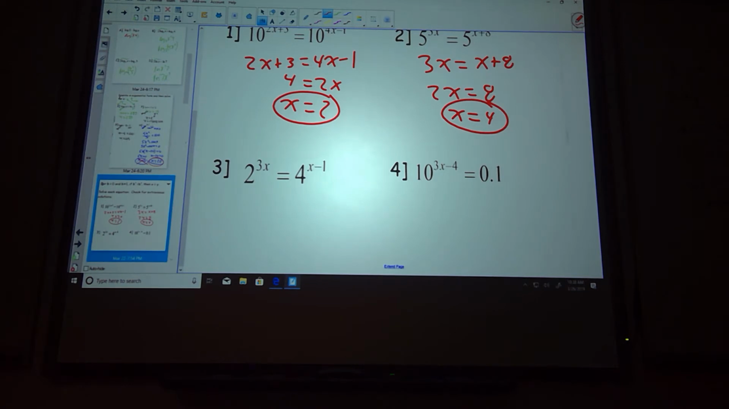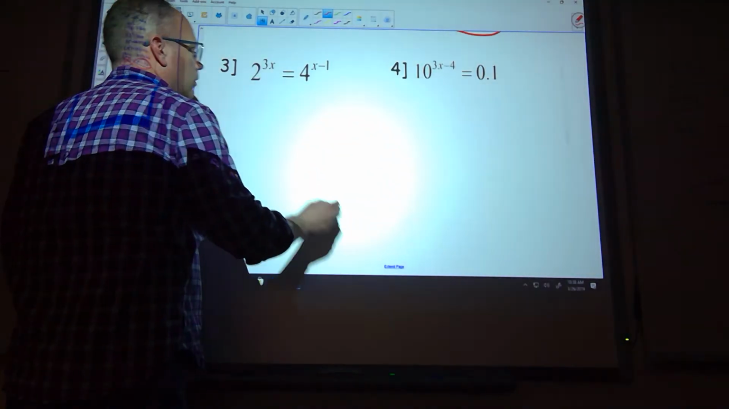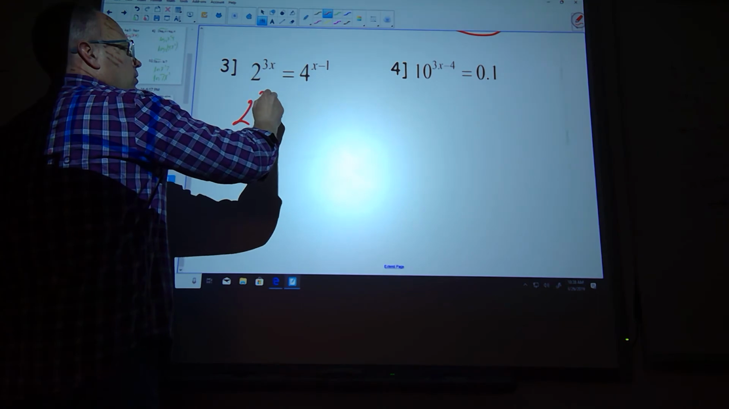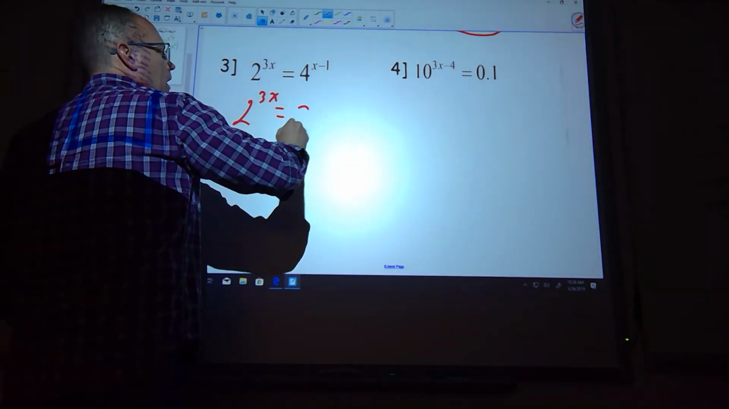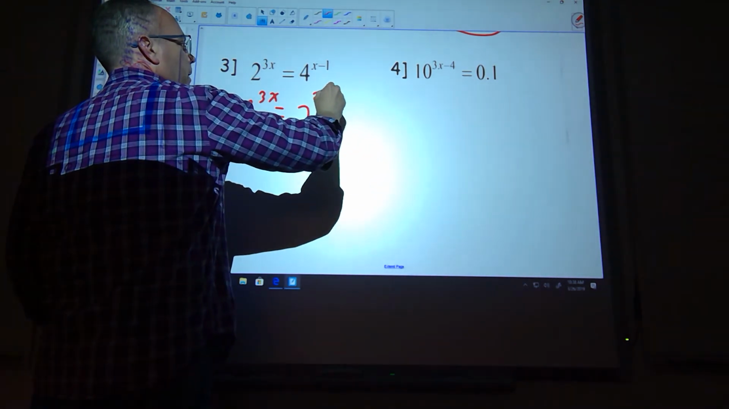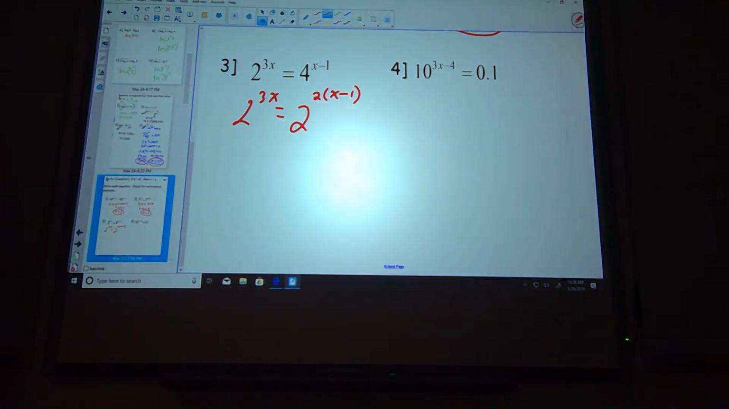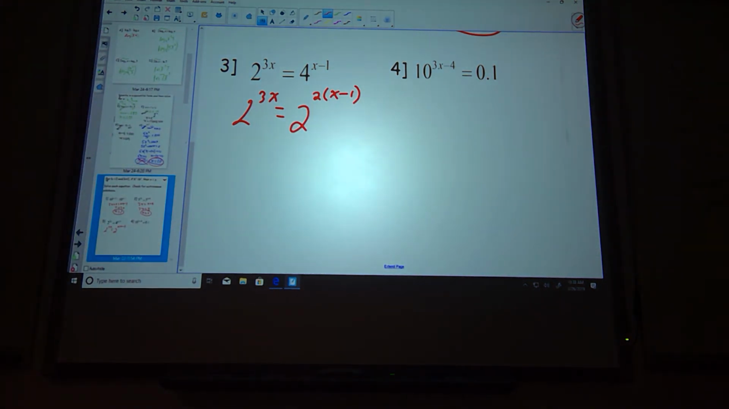Number 3. I have a base of 2 on one side, and a base of 4 on the other side. I can make 4 into 2 squared, agreed? So let me extend this page a little bit. I can go 2 to the 3x, that's totally fine. And this is going to become 2 to the 2x minus 1. Do you agree with that?